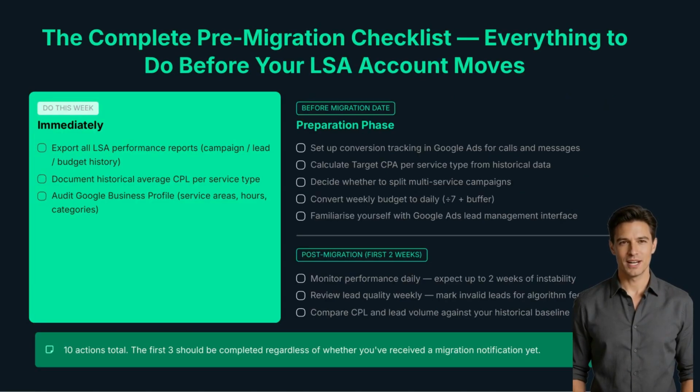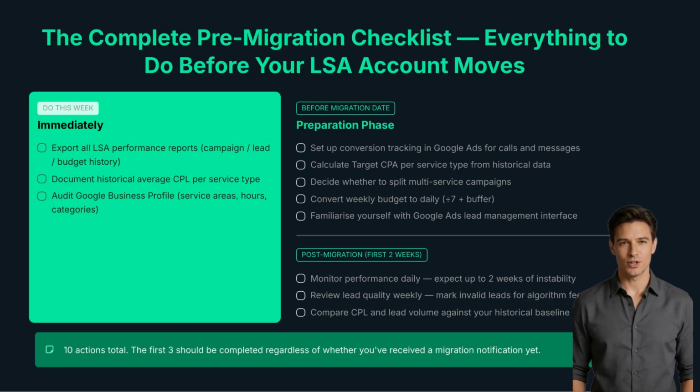Here's the complete pre-migration checklist organized by urgency. Do this today, this week, regardless of whether you've received a migration notice. Export all historical LSA performance reports. Campaign-level data, lead volume, average CPL, budget history, service area breakdown. Save to Google Sheets. This takes 30 minutes and is the single most time-sensitive action in the entire migration.